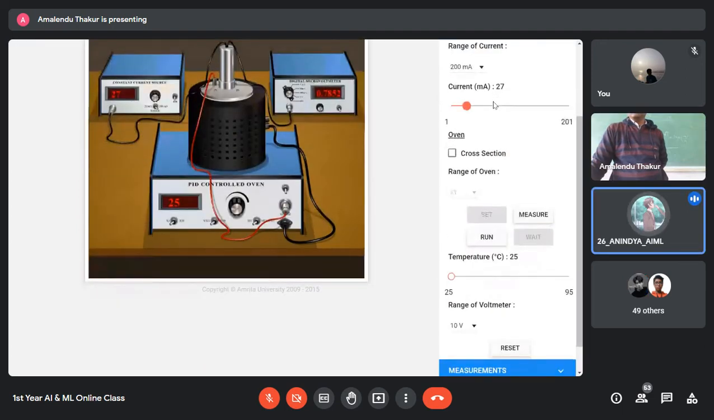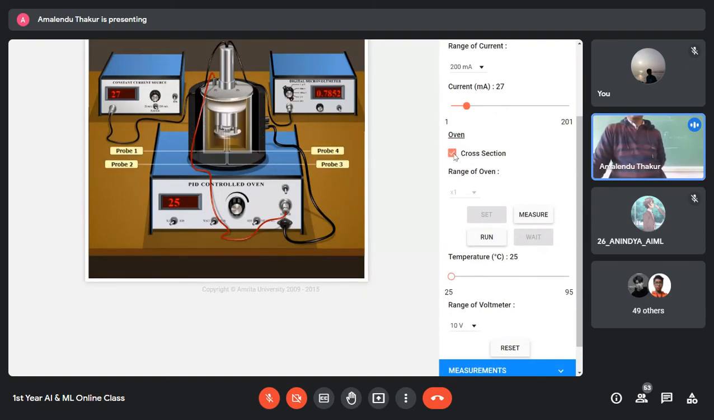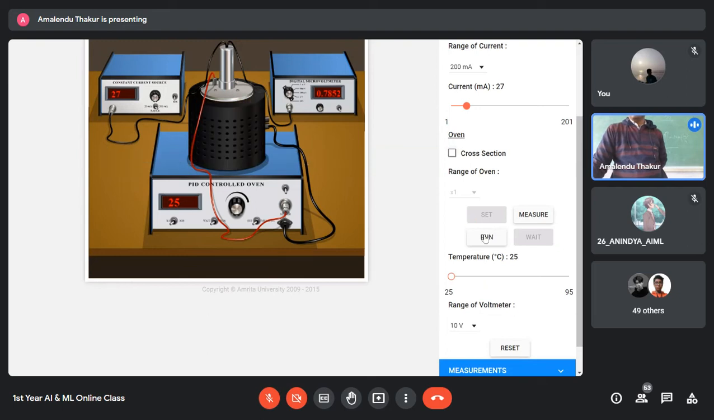Sir, is the cross section of the oven? Cross section is not required. It just shows the cross section, nothing else. Here, probe 1 port. Okay, now when you start the run, you will see the values changing, and you have to take a reading every time. Suppose this is run.